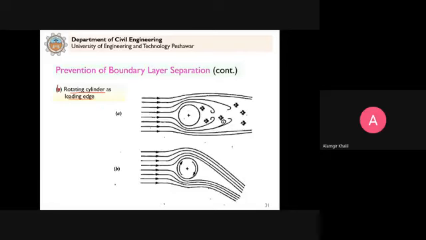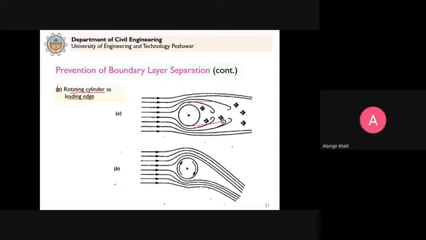So we studied the first method, providing slots. The second method is the rotating cylinder as leading edge. What we see here is that we have a cylinder. When the fluid flows past this cylinder, you see here boundary layer separation.